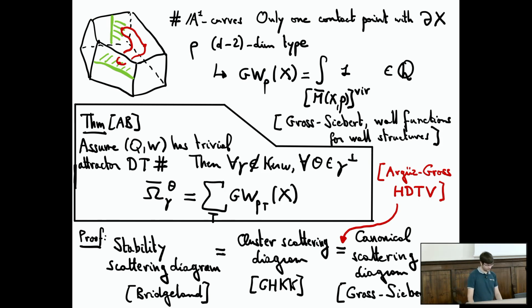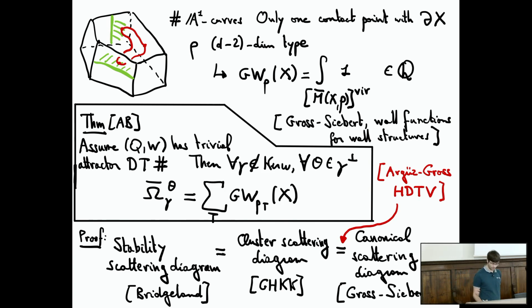And the proof is kind of non-geometric. It uses the fact that essentially both sides are controlled by this kind of tree, the attractor tree pictures I was describing before. On the DT side, these trees can be organized into the so-called stability scattering diagram. Whereas on the Gromov-Witten side, it's part of the general mirror symmetry story of Gross and Siebert that these numbers can be organized into a canonical scattering diagram.